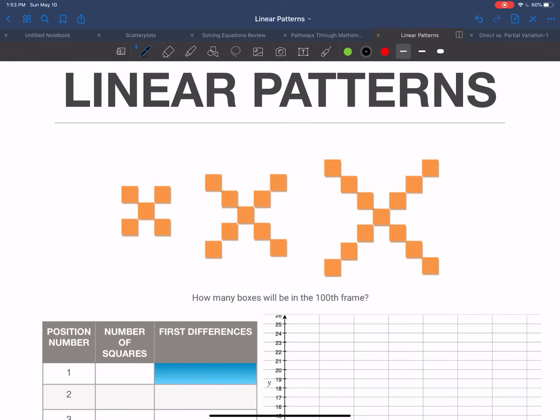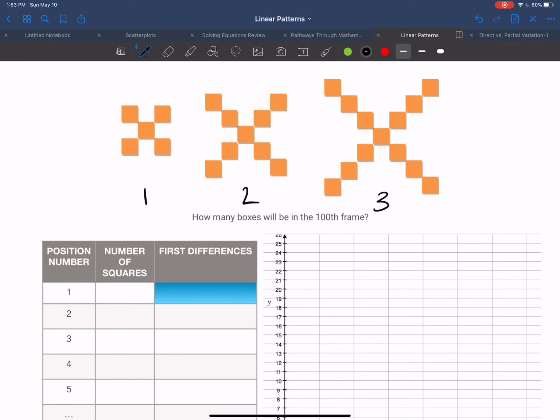So here we have a linear pattern. We have a position number. So this would be position number 1, 2, and 3. And we're going to think about what number of squares we have in these position numbers. So you can fill in the table here. So in the first one, 1, 2, 3, 4, 5.